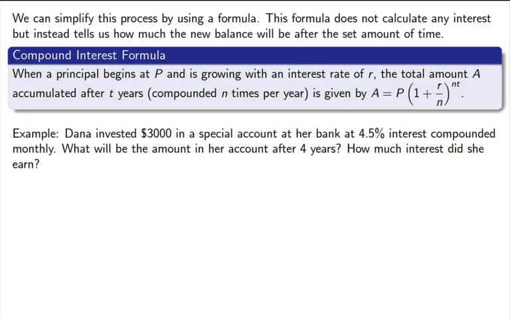You've got some principal. It might be a savings or it might be a balance against you. And if that principal is growing with an interest rate of R, we get this formula that tells us the balance if we compound n times per year for t years. So let's give this a try and see what we can get. We've got Dana investing in a special account at her bank that gives 4.5% interest, and they compound monthly. We want to figure out how much is in her account after 4 years.